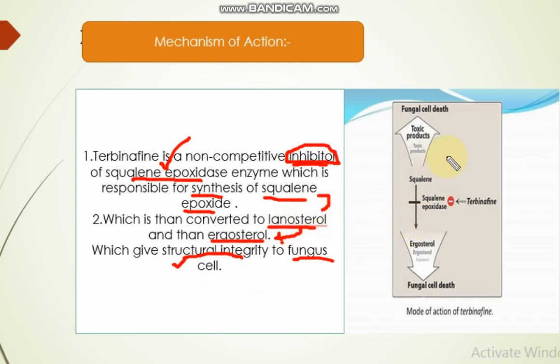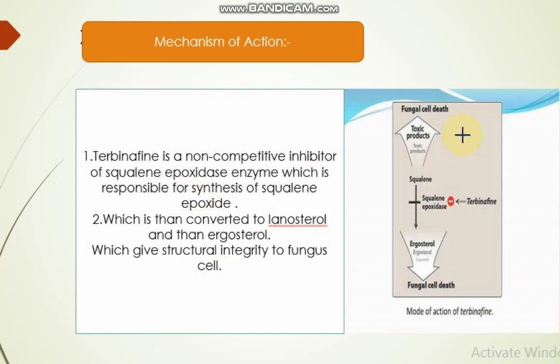Let's study this with the diagram. So let's consider this is squalene. This squalene is converted to squalene epoxide by the enzyme squalene epoxidase. So terbinafine binds to this squalene epoxidase enzyme and inhibits the synthesis of squalene epoxide. So when there is no formation of squalene epoxide, there is no formation of lanosterol, and there is no formation of ergosterol, leading to the weakening of the cell membrane, or the weakening of the structural integrity of the cell, and finally leading to fungal cell death. So this is the mechanism of action of terbinafine.